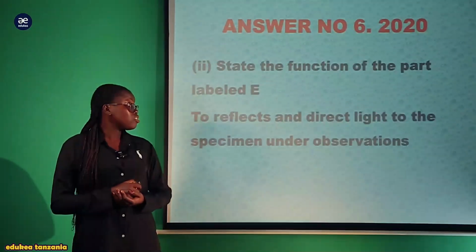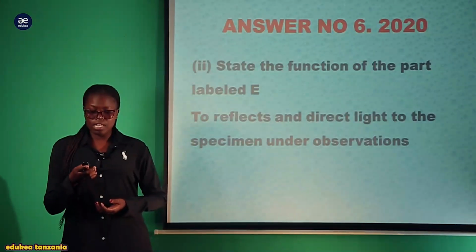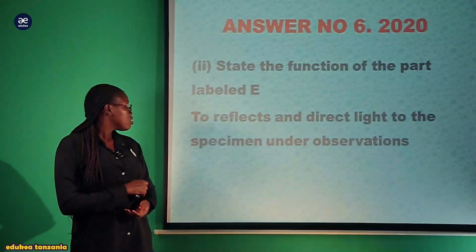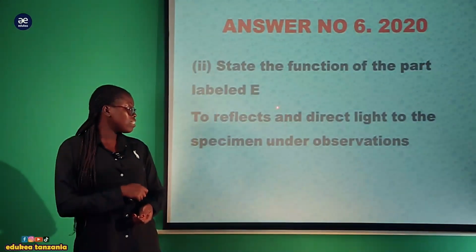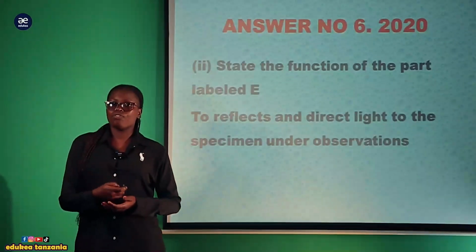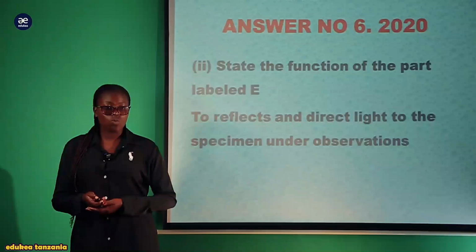And the question Roman 2, you are needed to state the function of the part labeled E. The part labeled E, this was a mirror. So what is the function of the mirror now? The function of the mirror is to reflect and direct light to the specimen under observation, so that observation of the specimen can be easy.